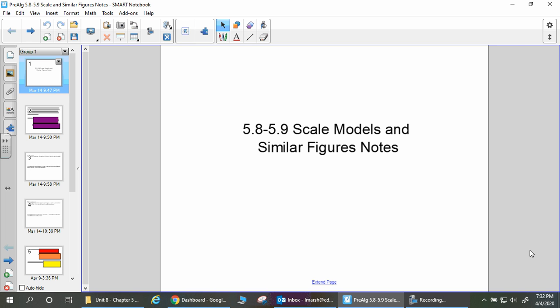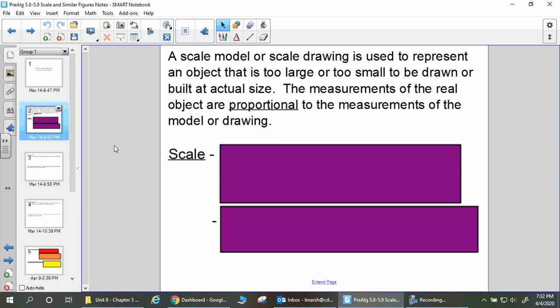Hi guys, so today we're going to look at how we use the proportions from the last videos to look at scale models and similar figures. A scale model or scale drawing is used to represent an object that is too large or too small to be drawn or built at actual size. The measurements of the real object are proportional to the measurements of the model or drawing.